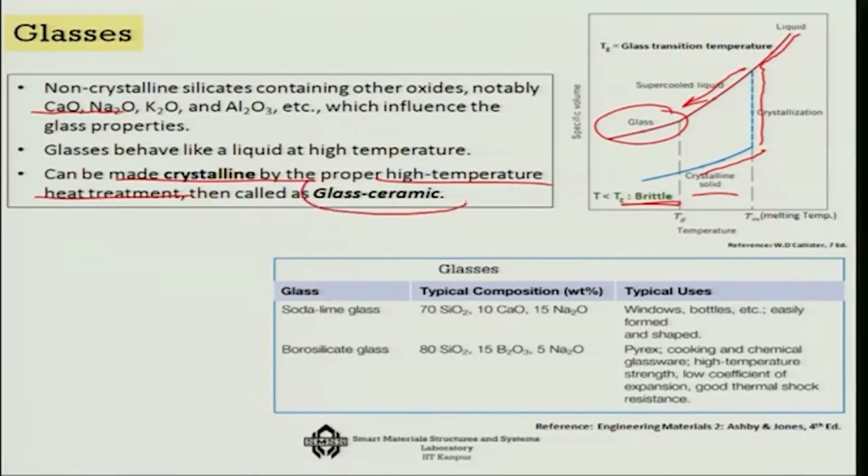This is commonly known as glass ceramic. There are two very common types of glasses: soda lime glass, which is used in windows, bottles, and is easily formed and shaped. The other one, which is more expensive, is borosilicate glass, and along with the silica it has boron oxides, and this is used for Pyrex, cooking and chemical glassware, with high temperature strength, low coefficient of expansion, and good thermal shock resistance.